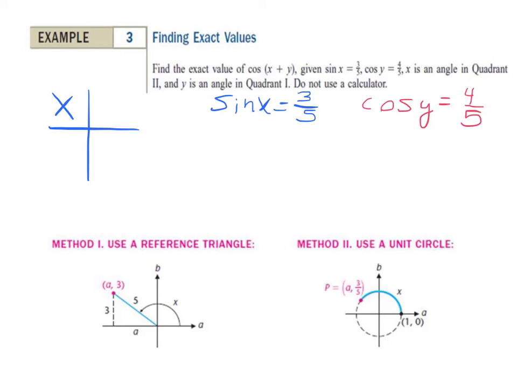And then the cosine of y is an angle in quadrant 1. So that's what I need to think about. So one of the things you think about with the x, if that's in quadrant 2, that means your x is going to be negative.